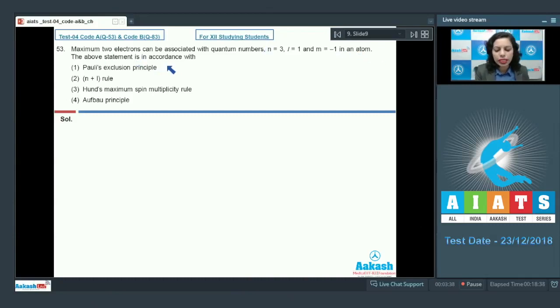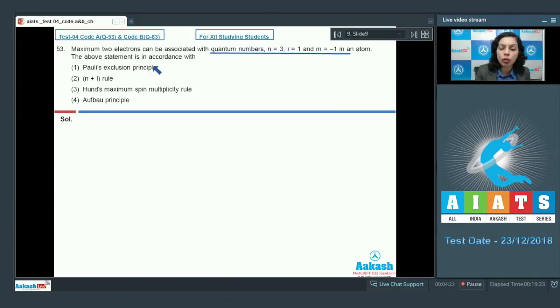The above statement is in accordance with, we all know that the statement that is given here, that quantum numbers n is 3, L is 1 and M is -1. This is in accordance with Pauli's exclusion principle. What does that principle state? It says that no 2 electrons can have the same set of all 4 quantum numbers. If 2 electrons have the same set of quantum numbers for n, L and M, then definitely their spin quantum number would be different. It would be +½ for one electron, -½ for the next electron. It means 2 electrons cannot have the same set of all 4 quantum numbers.